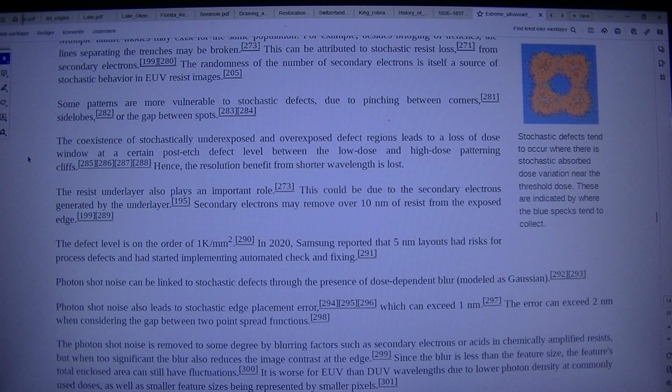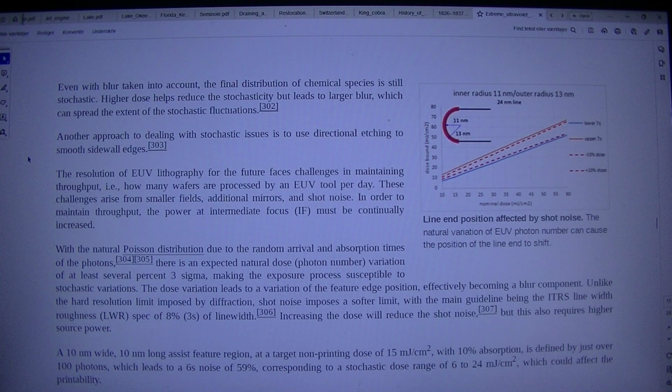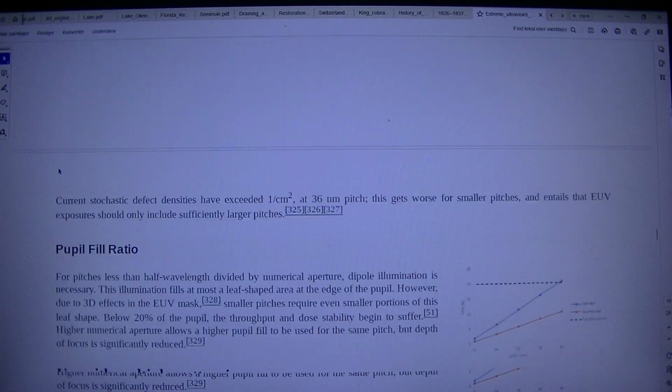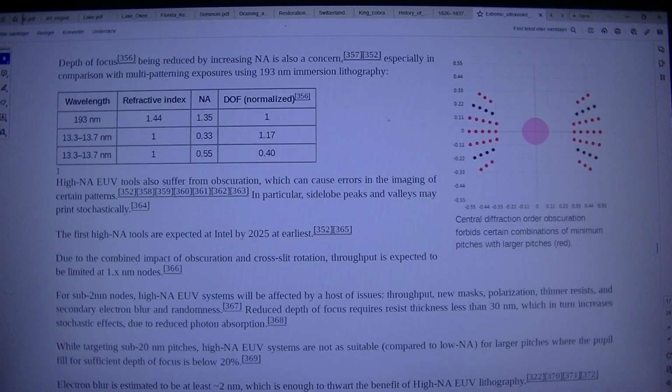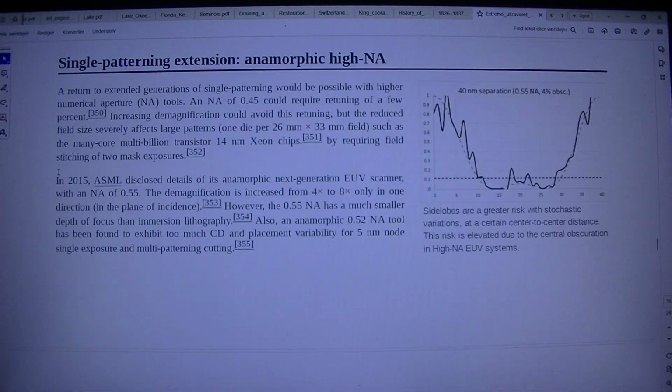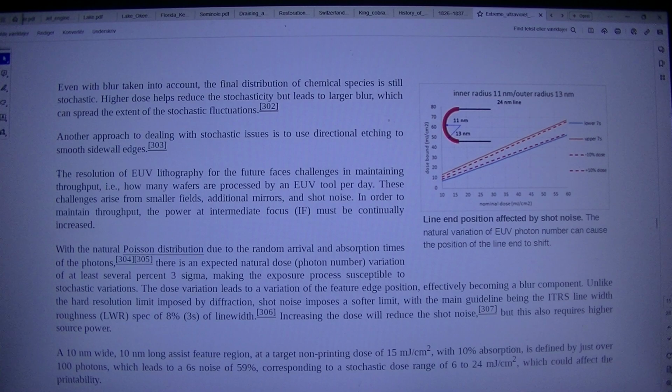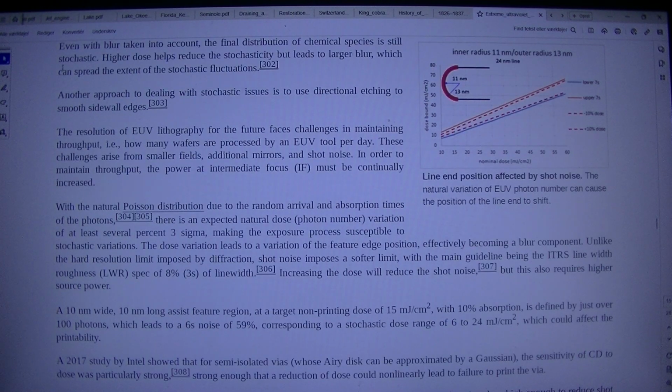Line end position affected by shot noise. The natural variation of EUV photon number can cause the position of the line end to shift. Even with blur taken into account, the final distribution of chemical species is still stochastic. Higher dose helps reduce the stochasticity but leads to larger blur, which can spread the extent of the stochastic fluctuations. Another approach to dealing with stochastic issues is to use directional etching to smooth sidewall edges.